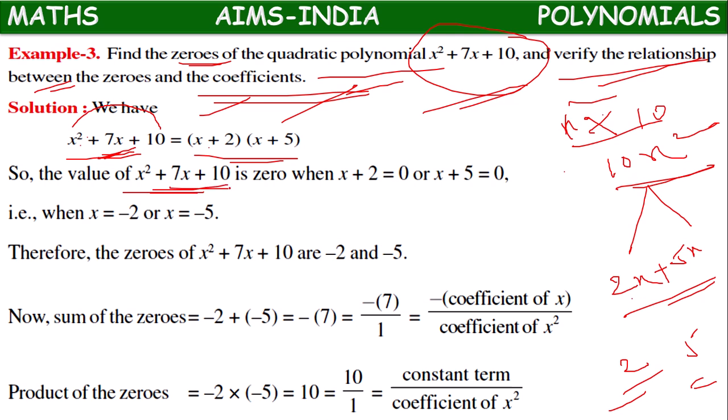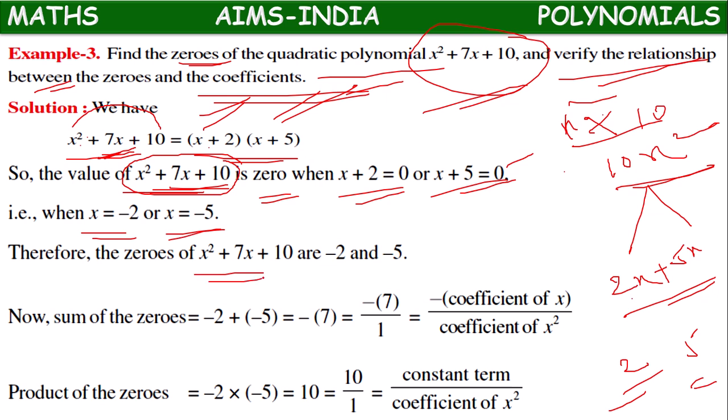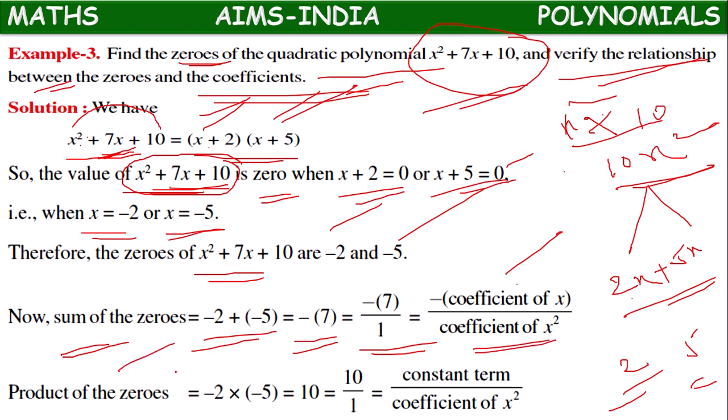So this will be 0. The given quadratic polynomial will be 0 when x + 2 = 0 or x + 5 = 0, or when x = -2, x = -5. Therefore, the zeros are -2, -5. What is the sum of zeros? -2 + (-5) = -7, so -7/1, coefficient of x by coefficient of x². What is the product? -2 into -5 is +10, means 10/1, constant term by coefficient of x².